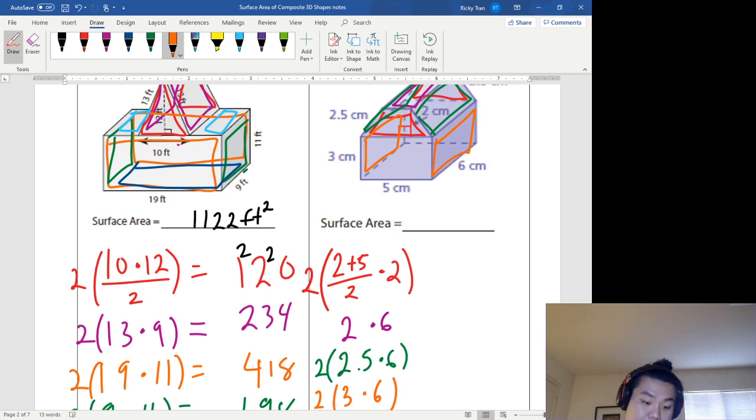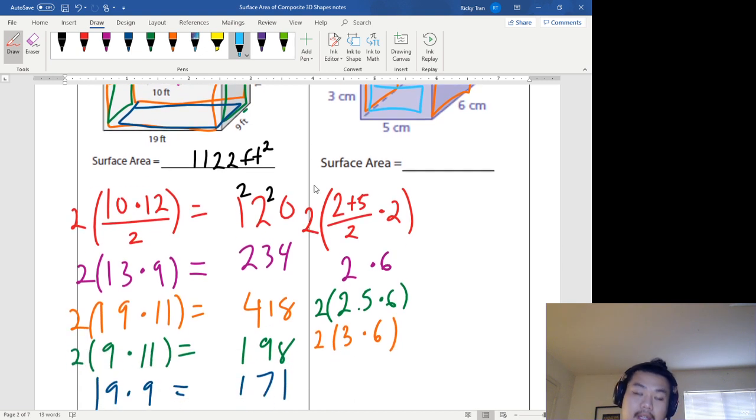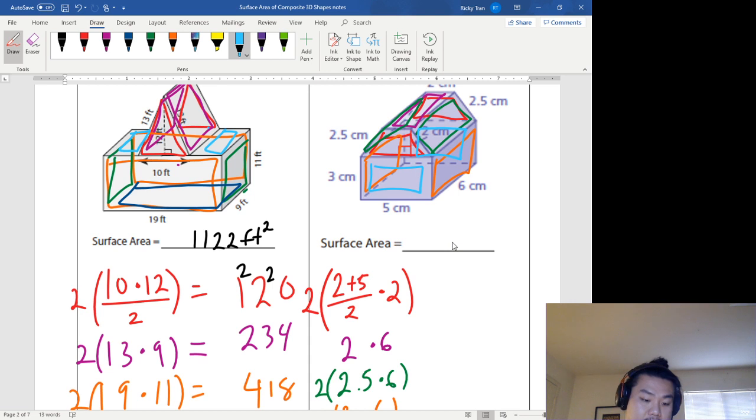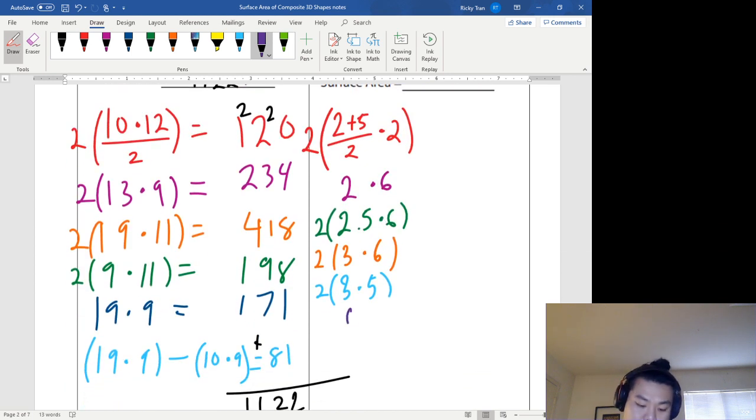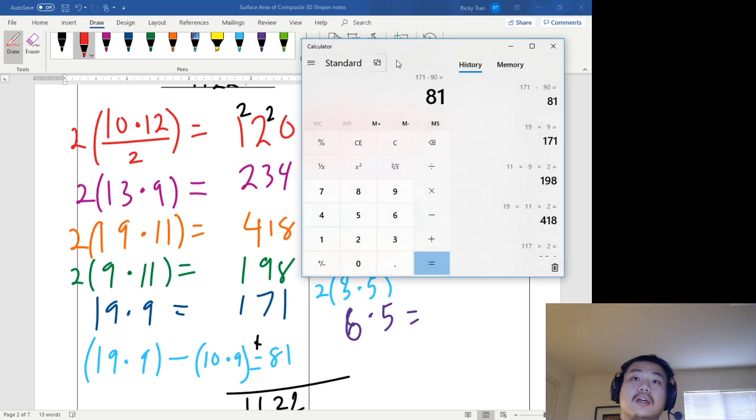And then we have the back rectangle here, front rectangle here, which is 3 times 5, and there's 2 of those. And then our last one, which is at the very bottom, is going to be 6 times 5. Okay, and then so now let's just punch all these into the calculator.